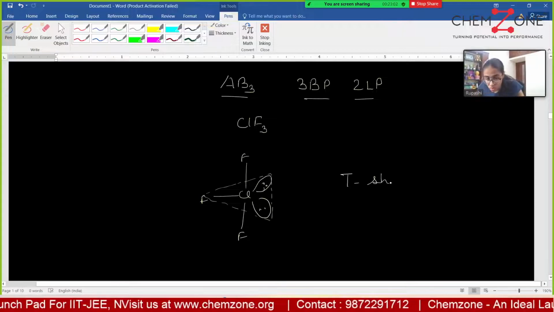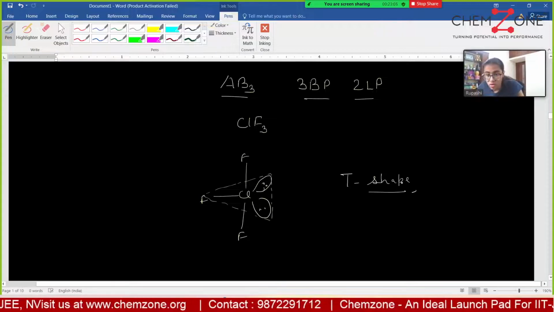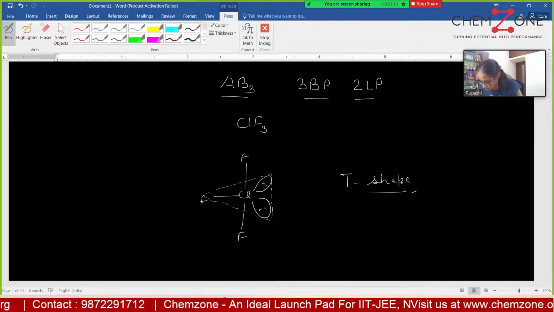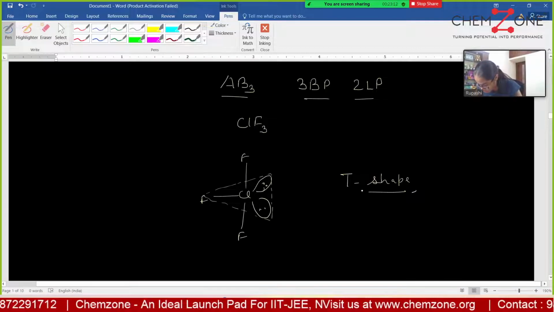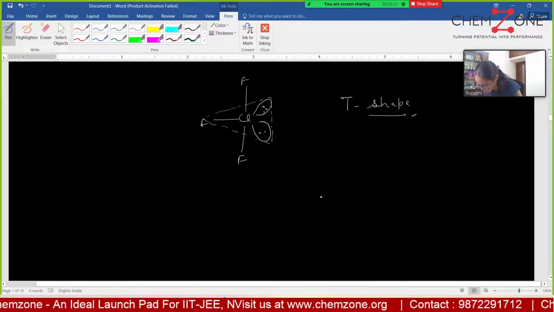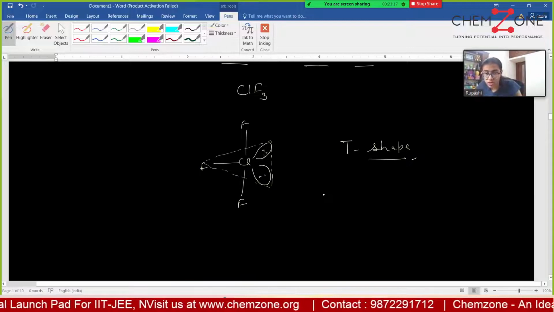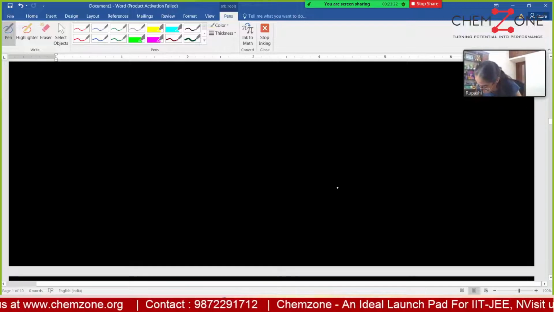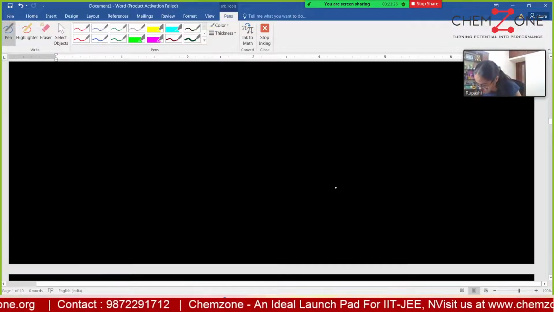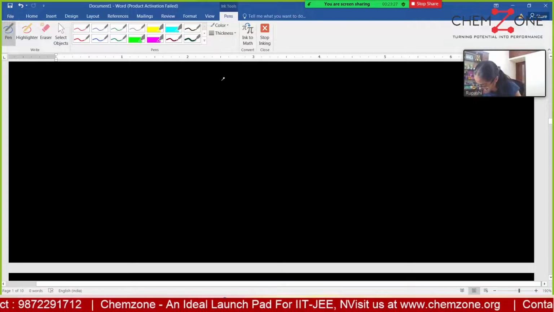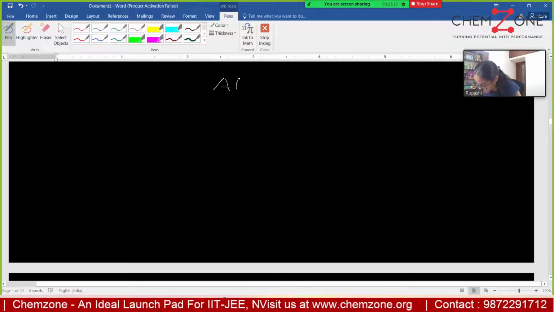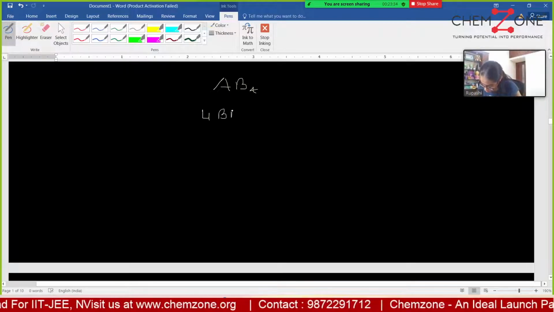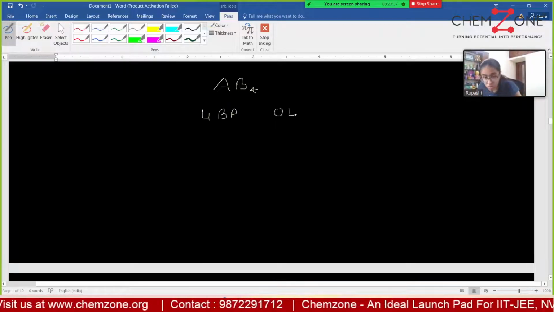You know, T is bent, tilted on one side. The shape is T shape, but the geometry is trigonal bipyramidal. Now, the next case I'm considering here is the AB4 type of molecule where we have 4 bond pairs and 0 lone pairs.